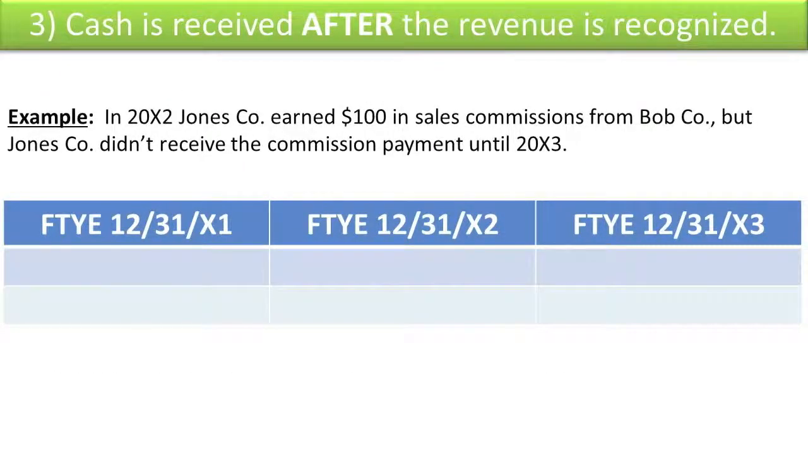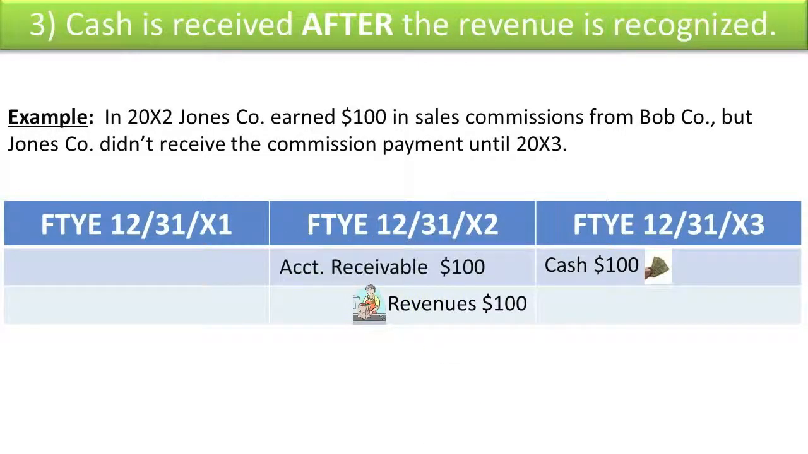Cash is received after the revenue is recognized. In 20X2, Jones Co. earned $100 in sales commissions from Bob Co., but Jones Co. didn't receive the commission payment until 20X3. In this case, Jones Co. records the revenue because he earned it, but since he didn't receive cash, he needs a debit here to balance out this entry. That debit is called accounts receivable.